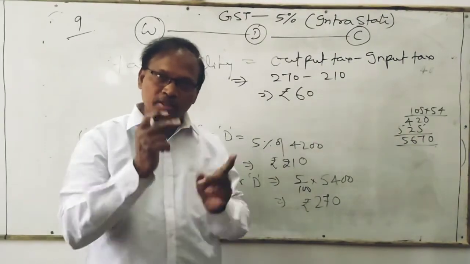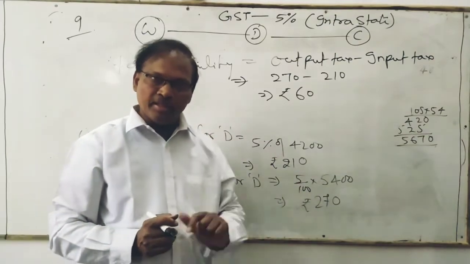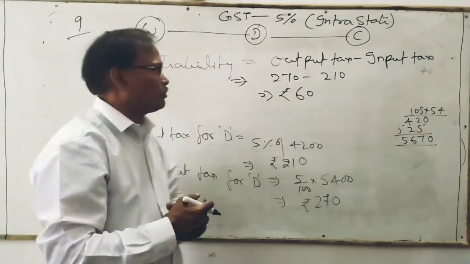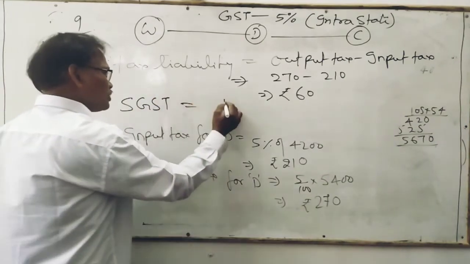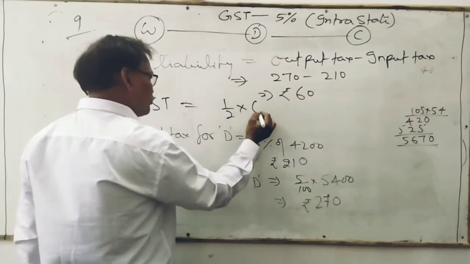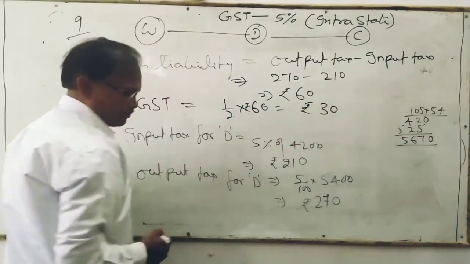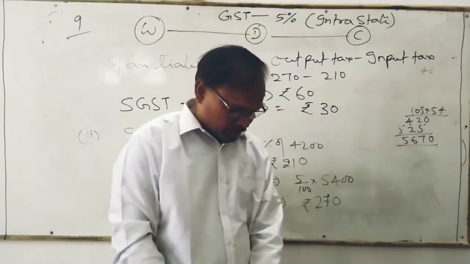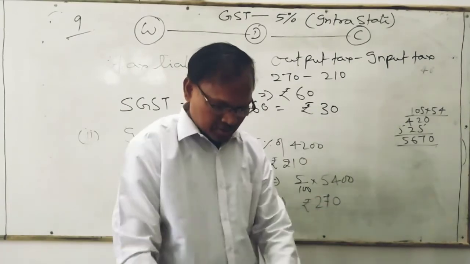You have to divide in two parts, equal parts. One will go to the state government and one will go to the central government. So the SGST, you can say this is equal to 1 by 2 of rupees 60 total. So this is the rupees 30. Okay, this is the second part.